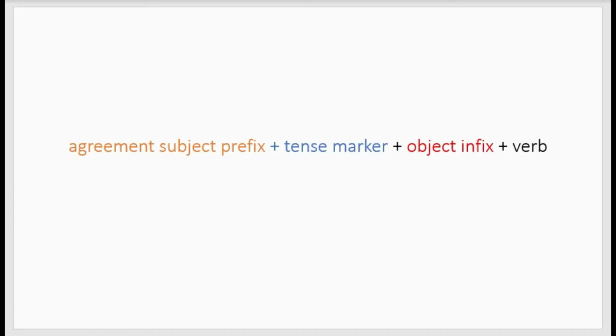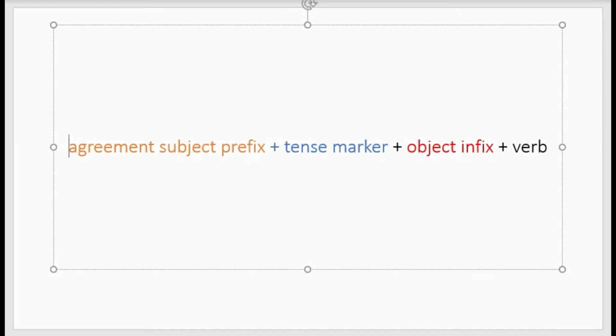Now this is a syntax for how we use object infixes in the sentence. You have the agreement, the subject prefix, and you have a tense marker. And between the tense marker and the verb you have the object infix.